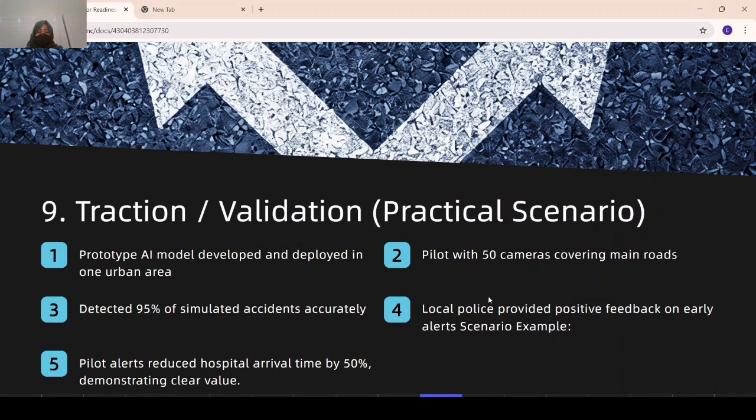Now we will see traction and validation. First of all, the prototype AI model was developed and deployed in one urban area, a pilot with 50 cameras covering the main roads, which detected 95% of simulated accidents accurately. Local police provided positive feedback on early alert scenarios, and the pilot alert reduced the hospital arrival time by 50%, demonstrating clear value. So these are some practical scenarios.